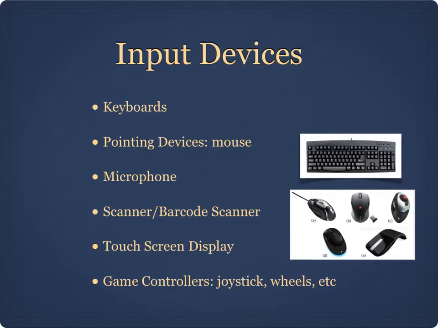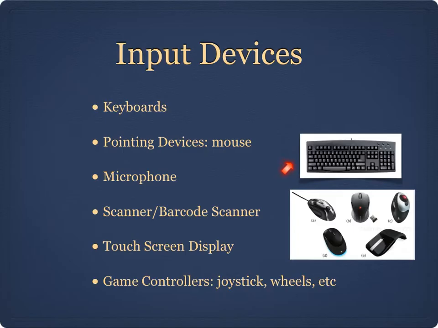The CPU processes the data. After the data is processed, it is presented to you through an output device. In order for data to be entered into the computer, we have standard input devices and specialized input devices. The two that we use the most would be keyboards and mice.